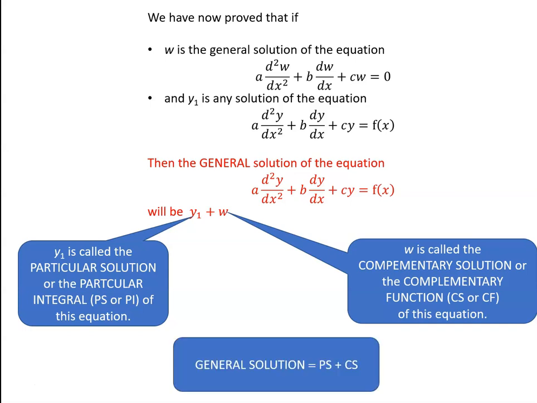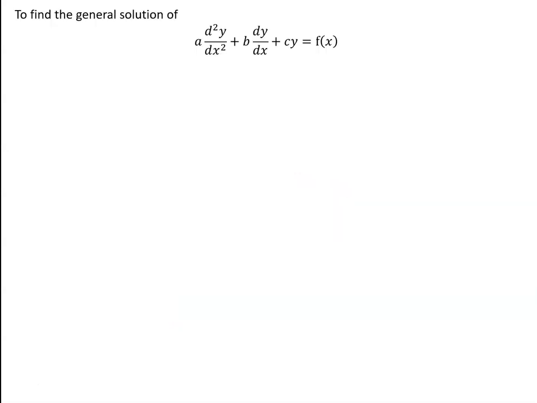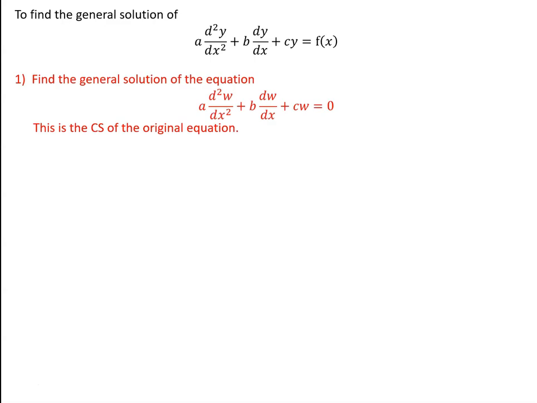So the general solution is simply the addition of a particular solution and the complementary solution. So to find the general solution of the equation a d2y/dx squared plus b dy/dx plus cy equals f of x, we're going to do two things. First of all, we're going to find the general solution of the equation a d2w/dx squared plus b dw/dx plus cw equals 0. That's the complementary solution of the original equation.